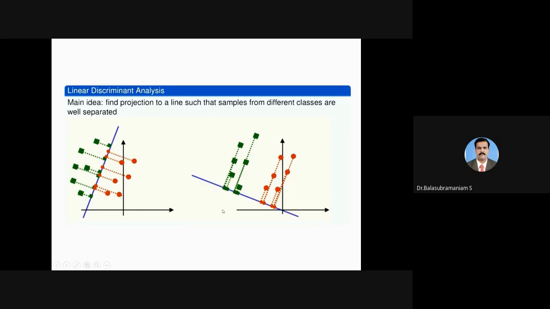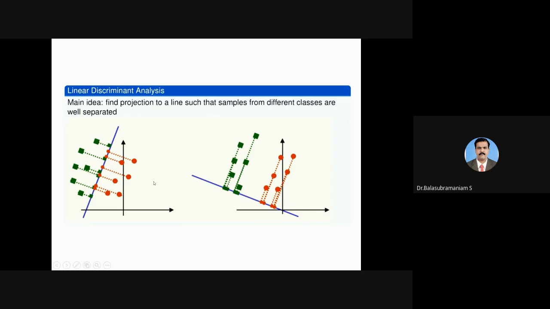So LDA gives this advantage. Before, we had the data, and after the projection also the classes are separated. You can see the right hand side diagram, the blue color line is the projection vector we got in LDA. In the left hand side diagram, the blue color line is what we got in PCA. When we apply PCA, we got this blue line.